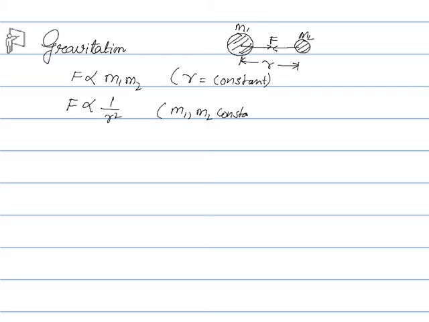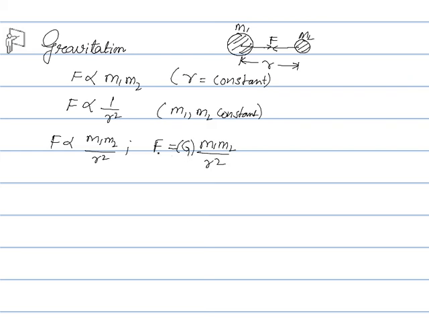This is also called the inverse square law. So if we combine both, then we get F is proportional to m1 m2 by r square. To replace this proportionality, we will introduce an equal sign and a constant: F equals G m1 m2 by r square. This constant is called the universal gravitational constant.